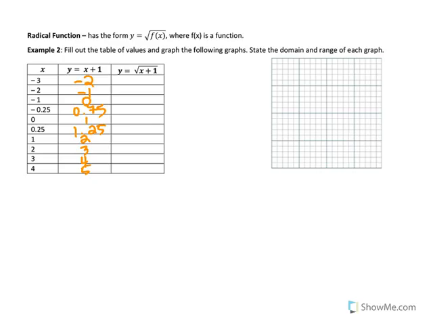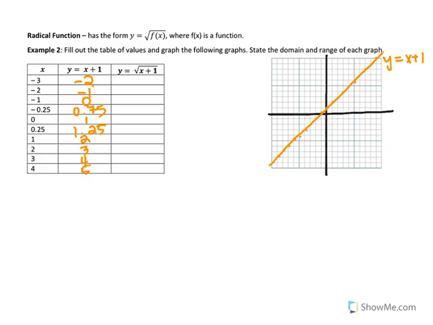So if I graph this, and I plot my y-intercept at 1, and then I go up 1 over 1, this would be my line. And I'm just going to plot all those points so it's easier for me to graph. So there is my line. Y equals x plus 1.